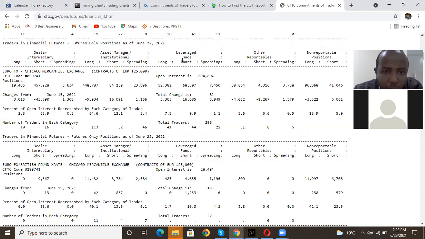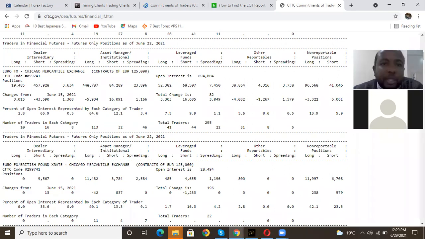The reason is we are waiting for the news on Friday. The rest, long at 19, short. You can see dealers are 457. The reason is the euro is one of the most traded instruments. Look at the asset manager, 48 long. You can see the asset guys, they are up. This is also important. For me, I'll still hold on this one, because you can see now the long here on the institutions, they are 440,000 and the open interest is 64.6.